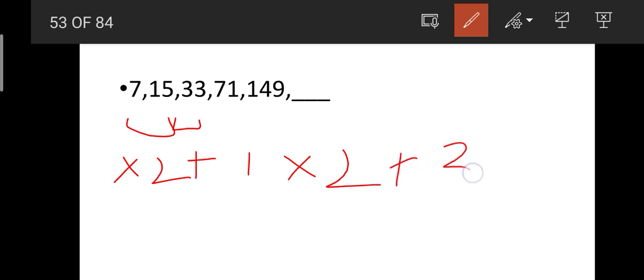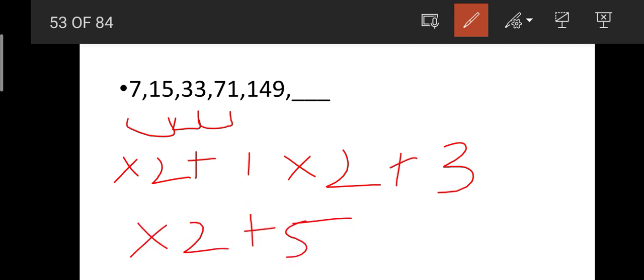Okay friends, once observe here, the difference between these two numbers is also large. It is multiplication, and here also we may take multiplication, and here also we may go for multiplication. If you observe here clearly, for 7 to become 15, it should be multiplied with 2 and we should add 1. And for 15 to become 33, we should multiply it with 2 and then we should add 3. And for 33 to become 71, we should multiply it with 2 and then we should add 5. And for 71 to become 149, we should multiply it with 2 and then we should add 7.